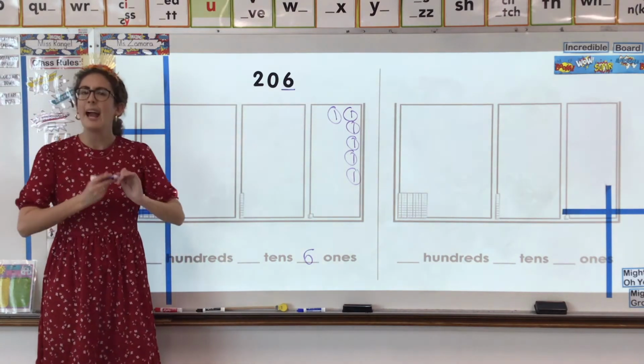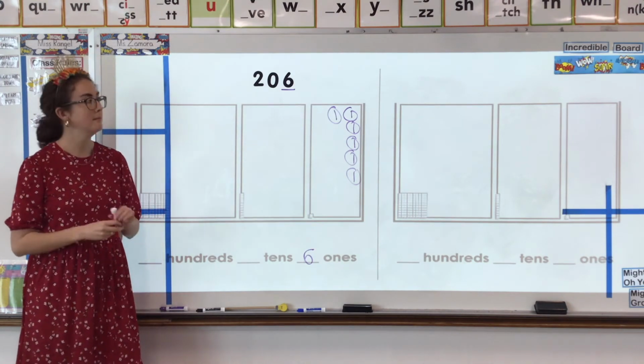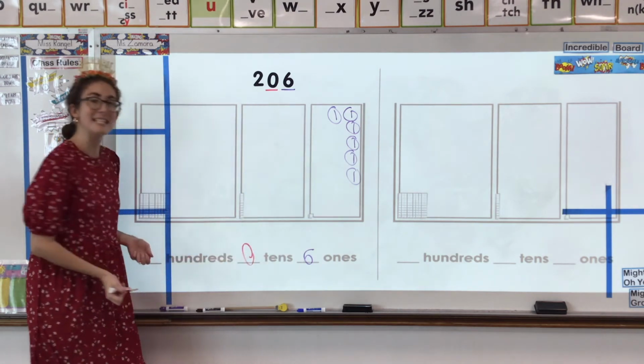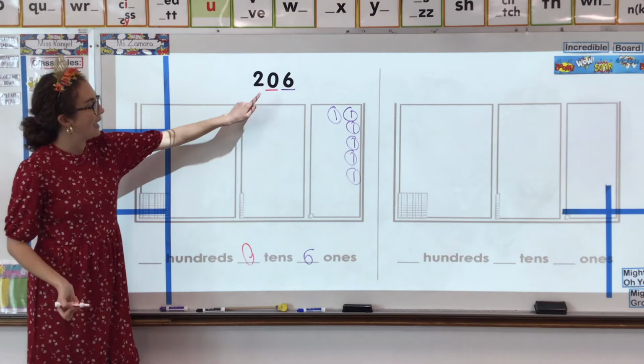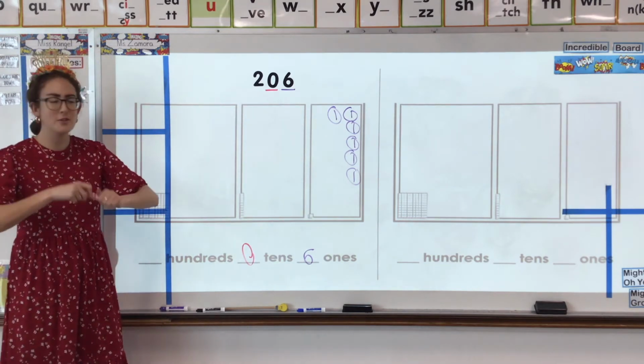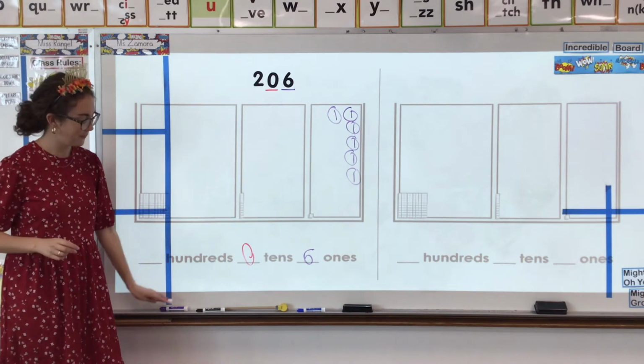Okay. How many tens are there, second grade? How many tens? None, there's 0. There are 0 tens. And that's that middle place. So do we need to draw anything? No, there's no value to show.